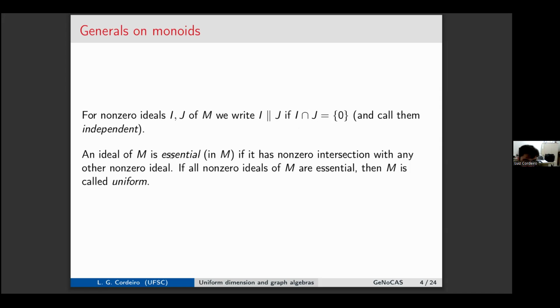And the same as for rings, an ideal of M is essential if it has a non-zero intersection with any other non-zero ideal. And if all non-zero ideals of M are essential, then M is called uniform. So in some sense, M does not have any non-essential proper part of it.